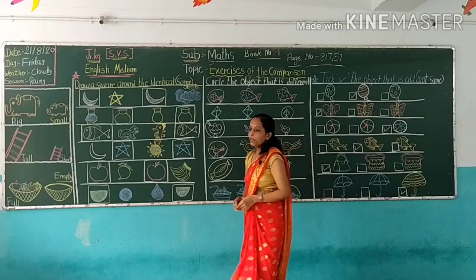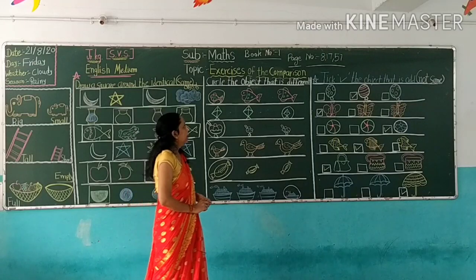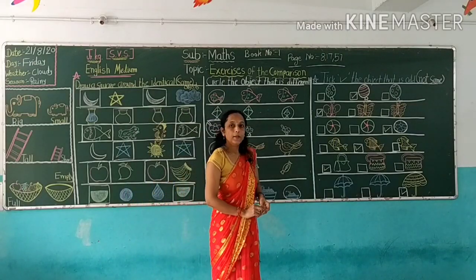Okay. So student, write in your book number 1 and page number 8, 17 and 57.